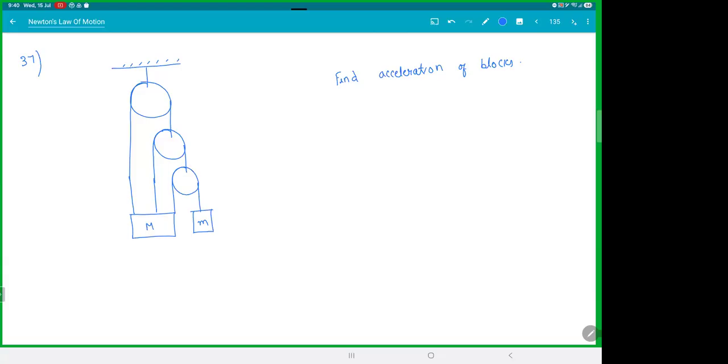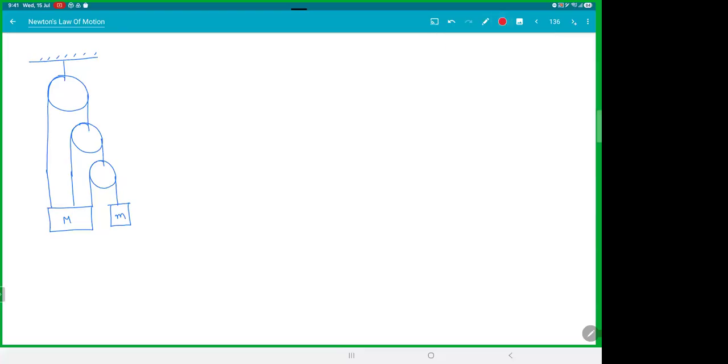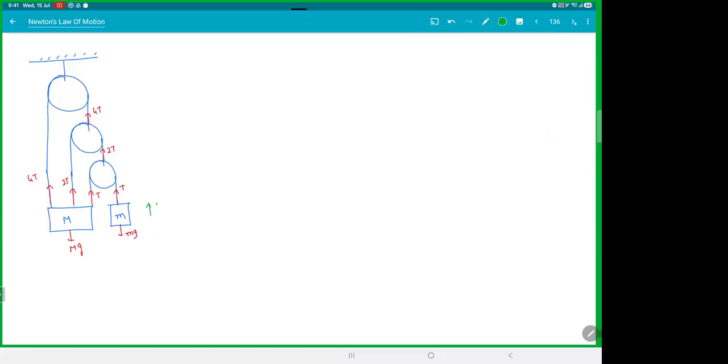Yeah. Let's do step 1, free body diagram. Let's start from here. Let this be tension T. So this guy will be T. This will be 2T. Then this will be 2T. This is 4T. This will be 4T. This is small mg. This is capital Mg. Step 2, assign accelerations. I think this guy will go up. I think this guy will go down. I'm thinking.